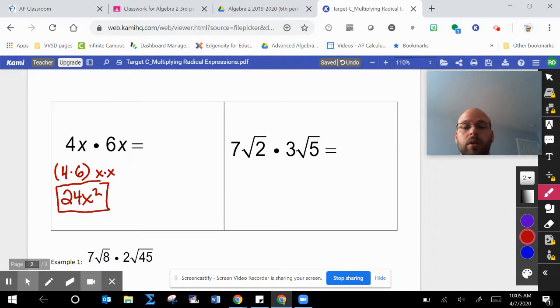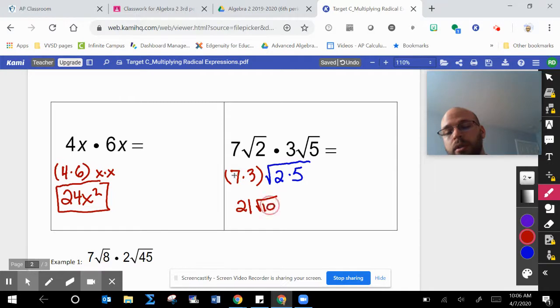Now, the way that this works with radicals is the same way. The coefficients get multiplied together and the radicals get multiplied together. Now, this is very, very different than how we did addition or subtraction. So if I were to do this problem, I would multiply the 7 and the 3 together, and then I would have a radical of the 2 and the 5, right? And we're going to use the operation of multiplication. So my answer ends up becoming 21 square root of 10.